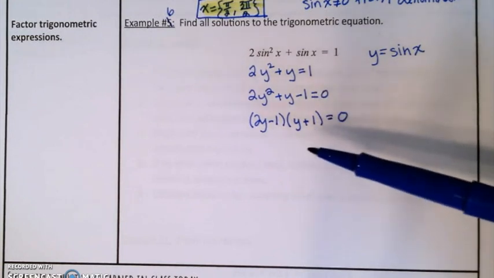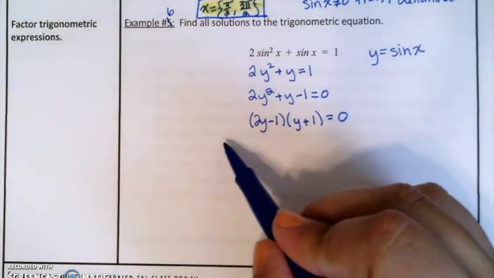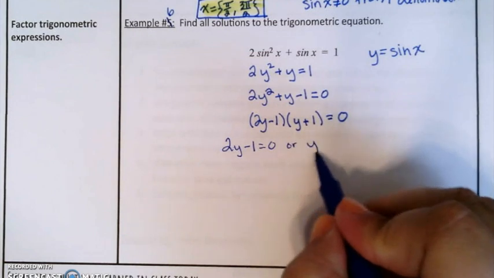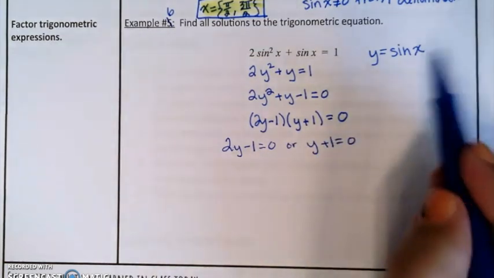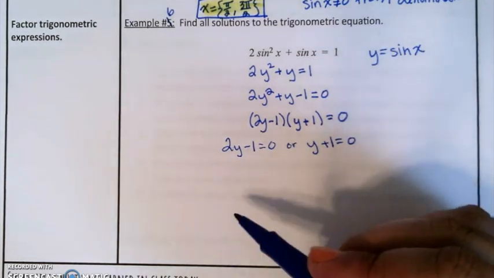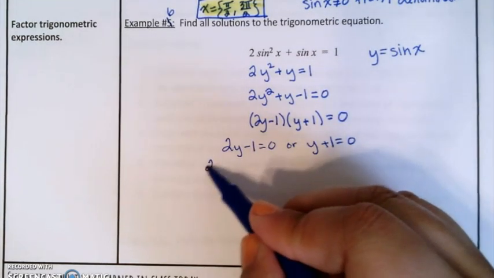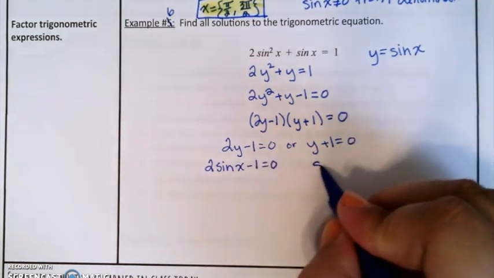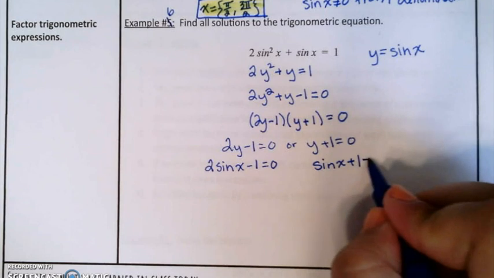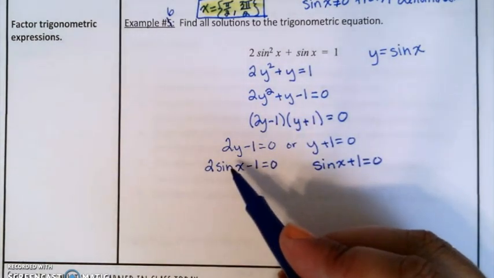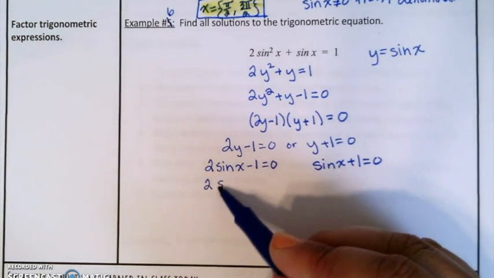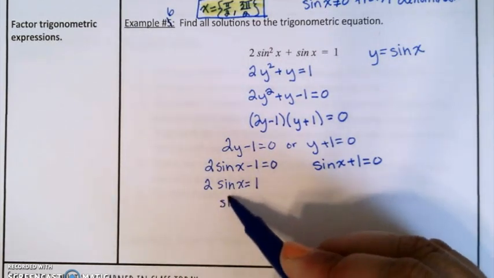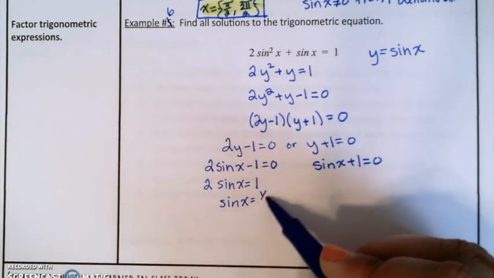Okay, from here, we can use the zero product property to say that 2y minus 1 equals 0, or y plus 1 equals 0. Now we want to substitute our y back to sine of x. So 2 times sine of x minus 1 equals 0, or sine of x plus 1 equals 0. Let's solve the left-hand side first. 2 times sine of x equals 1, adding 1 to both sides. So sine of x equals 1/2.